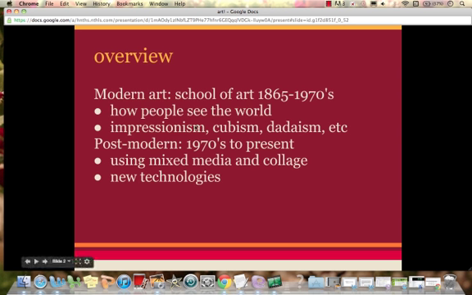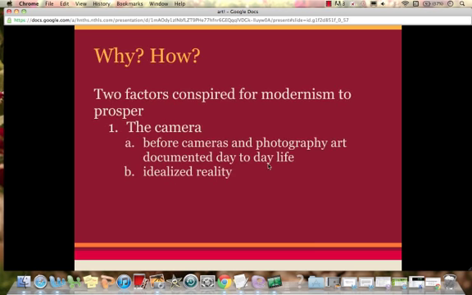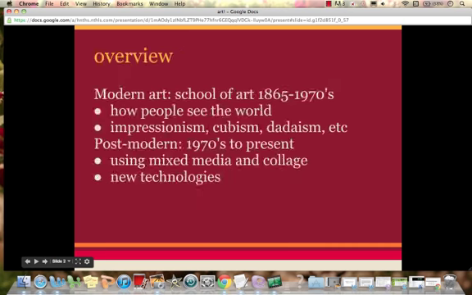Some of the groups of art within that are Impressionism, Cubism, and Dadaism. There's also Surrealism and a whole bunch of other mini schools, but these are the ones that most people are familiar with. There's also the postmodern movement that started in the 1970s and is still going on. Postmodern art uses mixed media and a lot of collage. You're also going to see some emphasis on new technology, like computers and video and everything else.